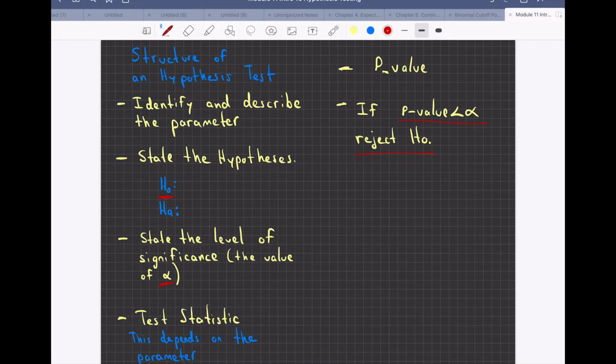The decision of whether we have to reject or not is always going to be about the null hypothesis. How do we know whether we have to reject the null hypothesis or not? Again, if the p-value is less than alpha, the level of significance, we reject H0. Otherwise, we don't reject. And then we write down the conclusion.